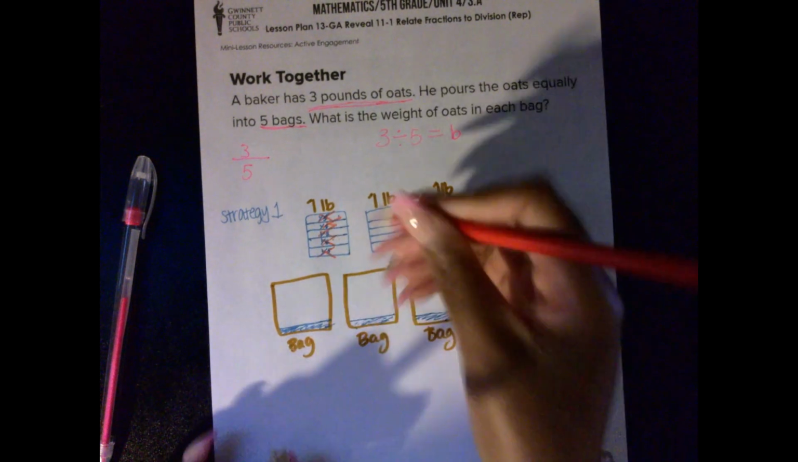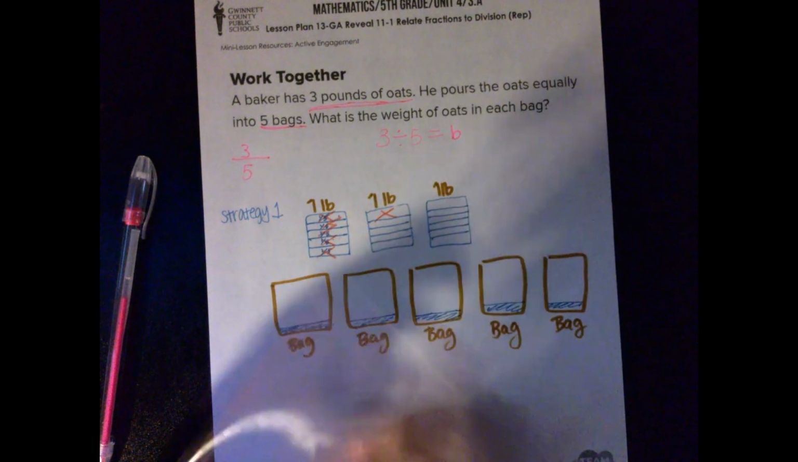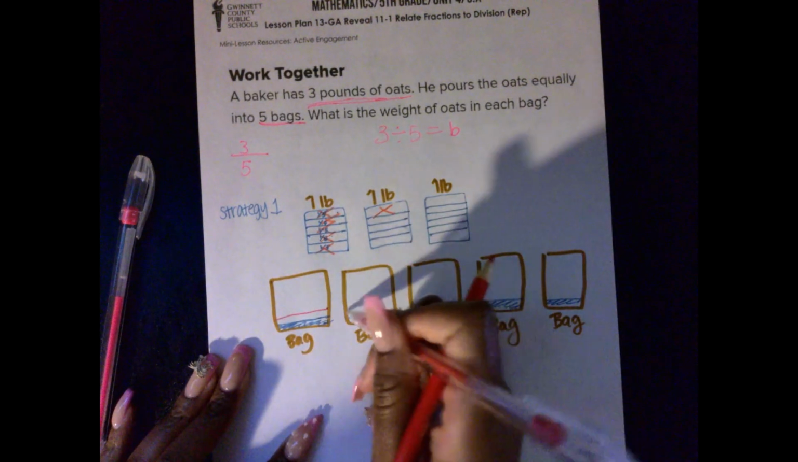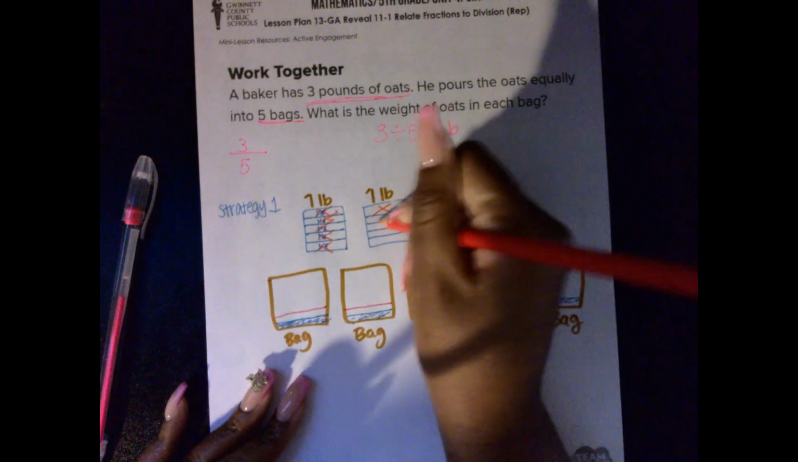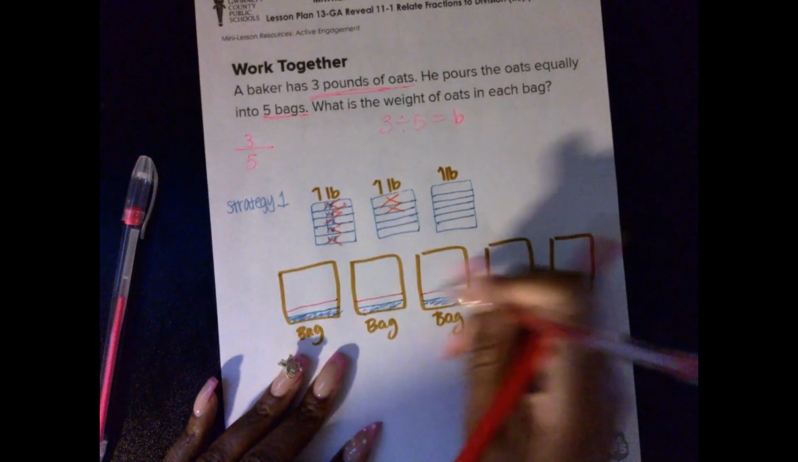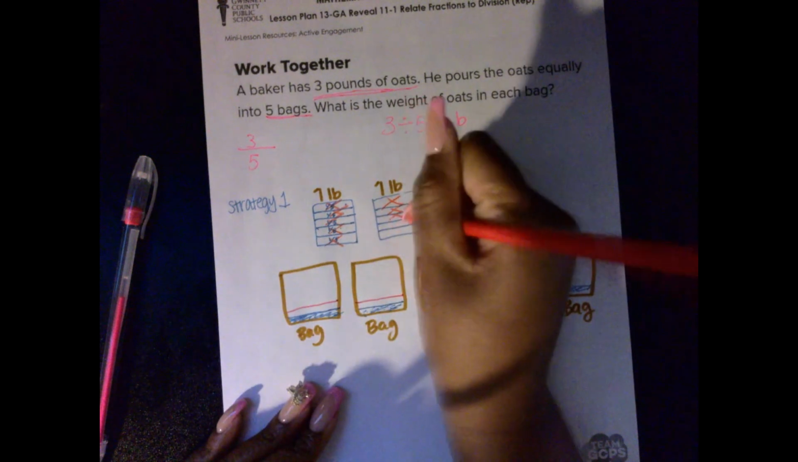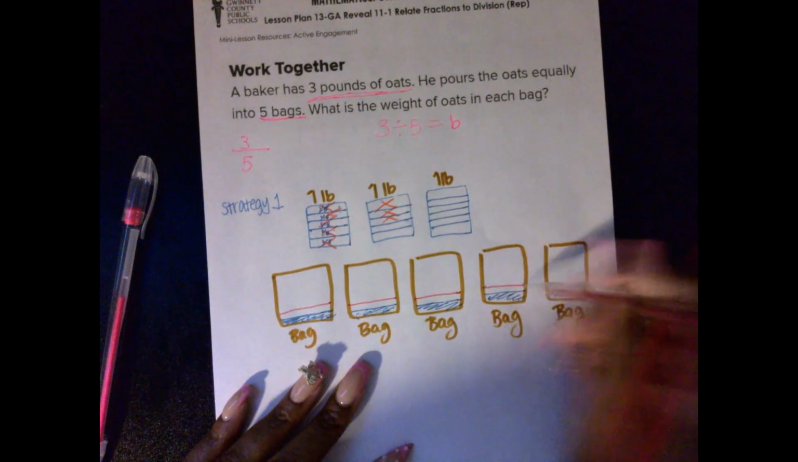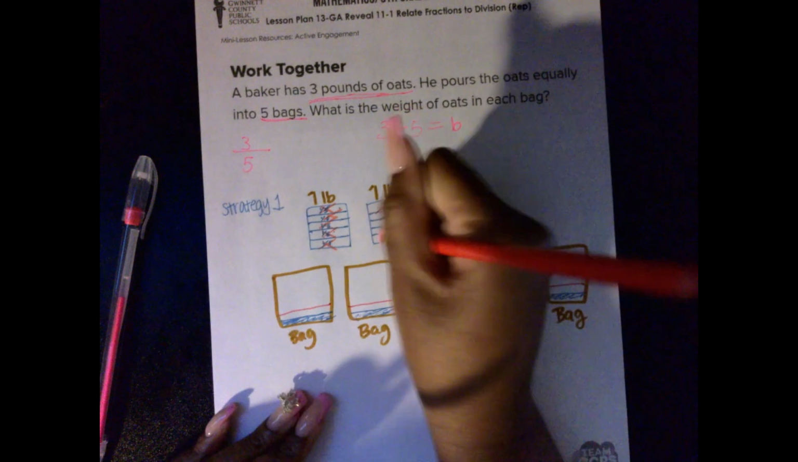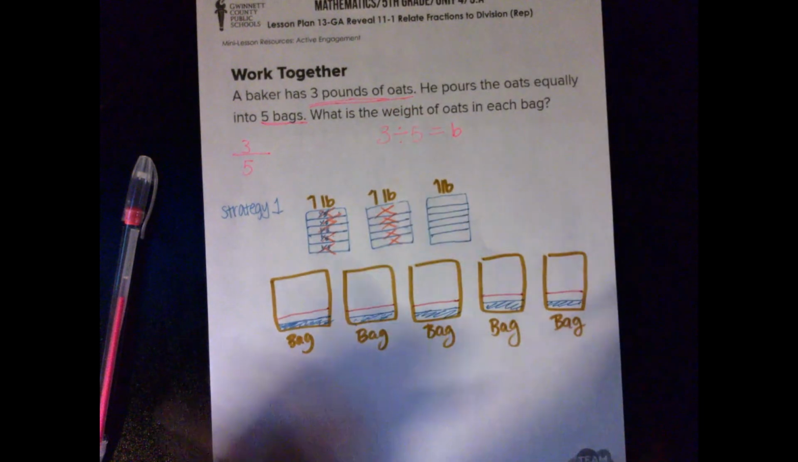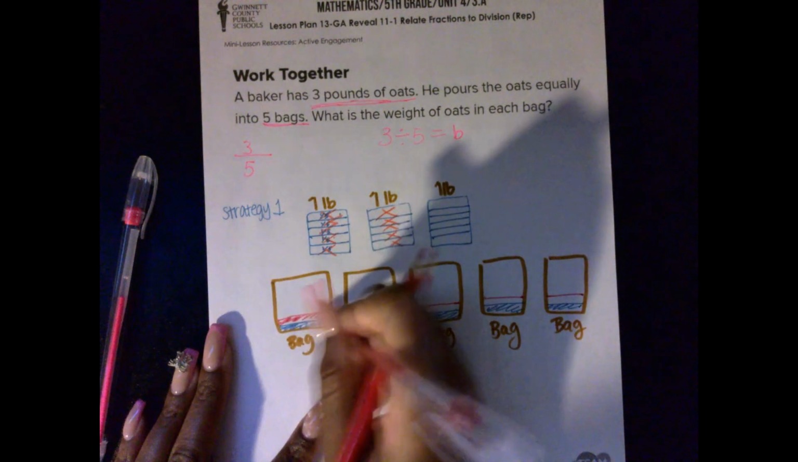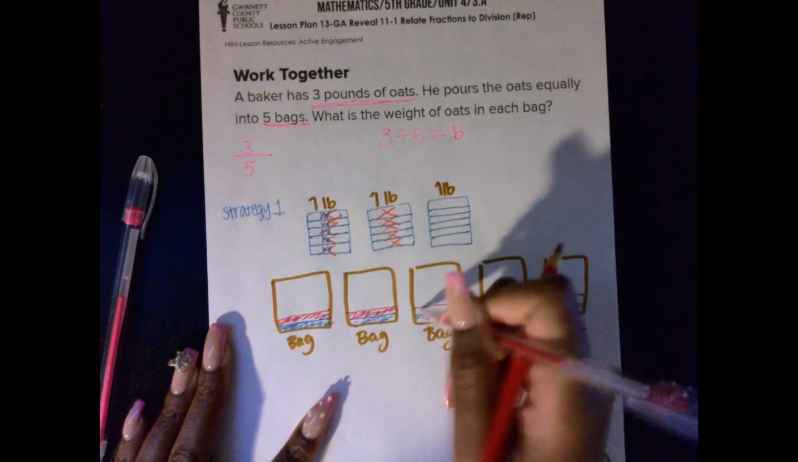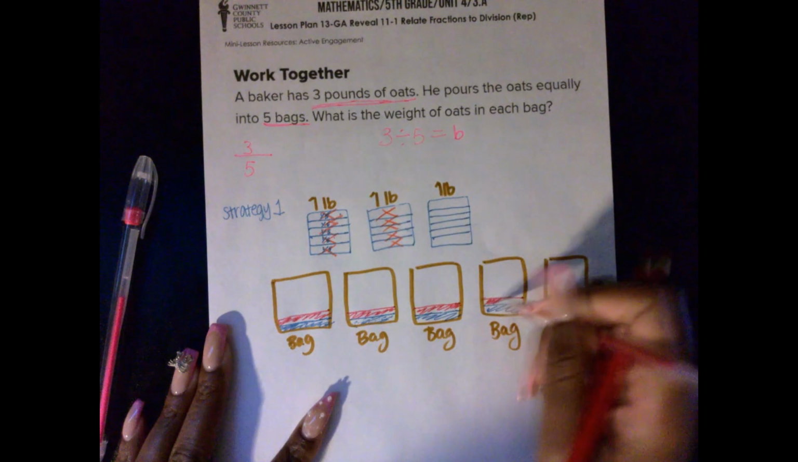All right, next I'm going to cross out this one. You get a fifth. You get 1. And you get 1. You get one and you get one. All right, now we've given out 2 pounds. We've equally shared 2 pounds. We have 1 more pound to equally share.